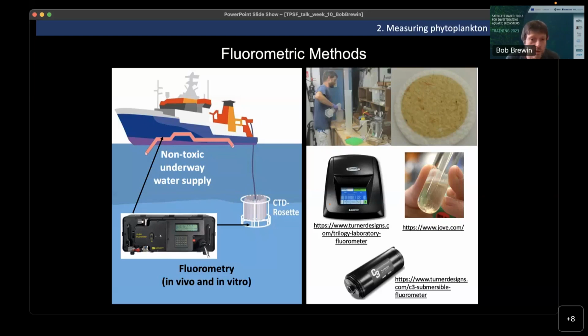That's one way of doing it. Another way of measuring chlorophyll using fluorometry is to do it in vivo. So to measure it directly, either using a fluorometer attached to the CTD or potentially on a non-toxic underway sample. So if you look at this image on the top left here, this is illustrating how water can be pumped through a ship as it moves, and you can continuously measure chlorophyll fluorescence. Now, there are advantages and disadvantages to both these techniques. Typically, the in vitro method, the extraction method, is a lot more accurate for measuring chlorophyll in the ocean and phytoplankton biomass.